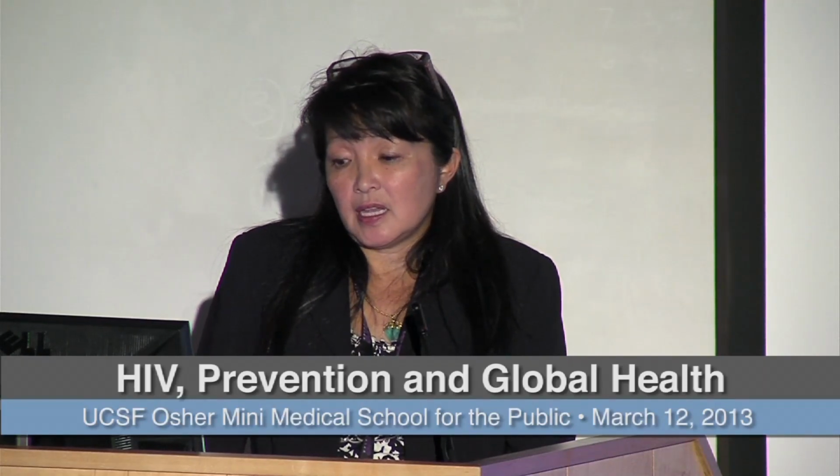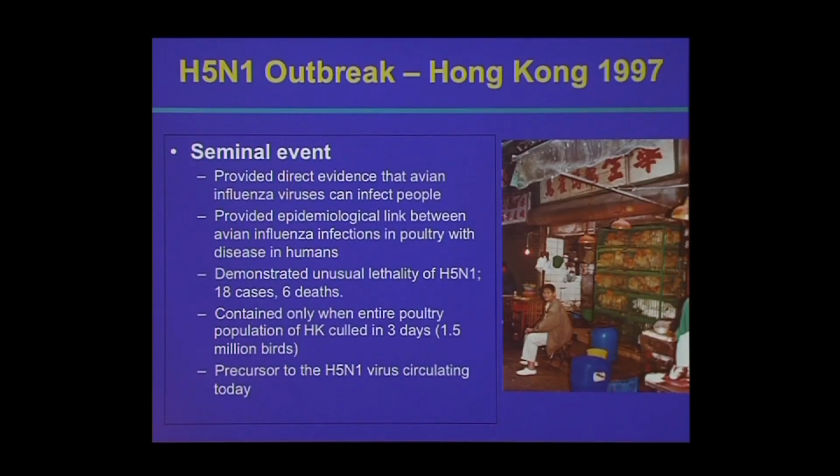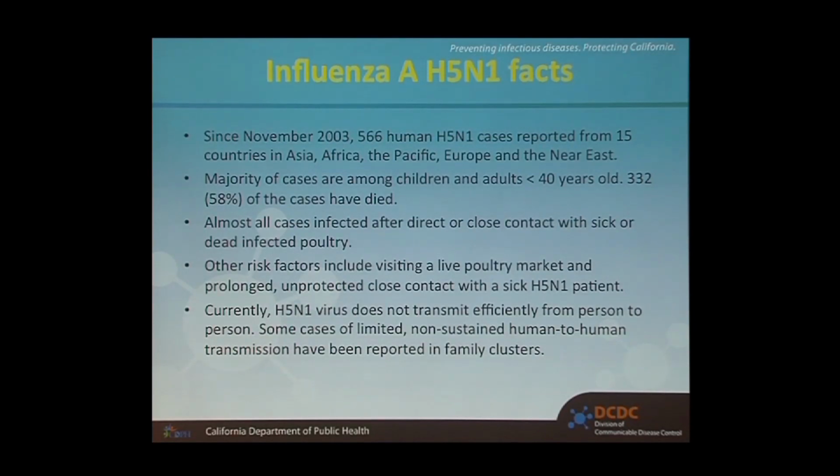However, we now realize that the virus was likely still circulating quietly in poultry in China and in Hong Kong, and is what is now circulating today and causing disease again in many parts of the world. So we now worry about H5N1 in Asia, Africa, Europe, and the Middle East. There have been 566 human cases reported from 15 countries. Most are children and young adults, with a 58% case fatality rate, so many people die if they're infected.